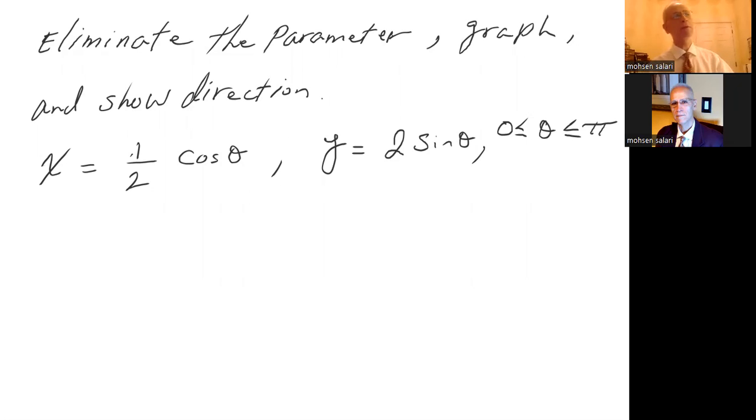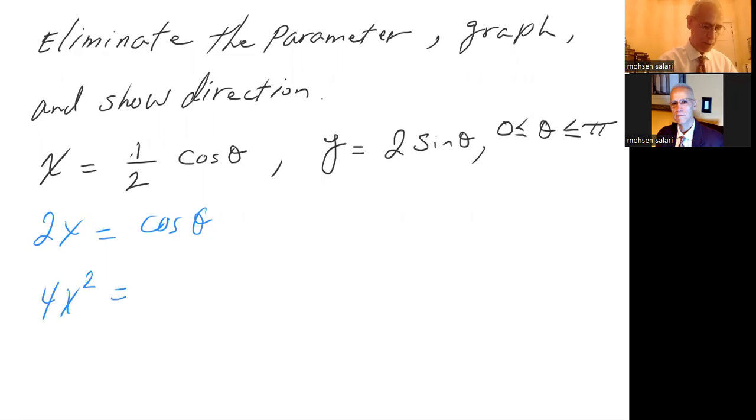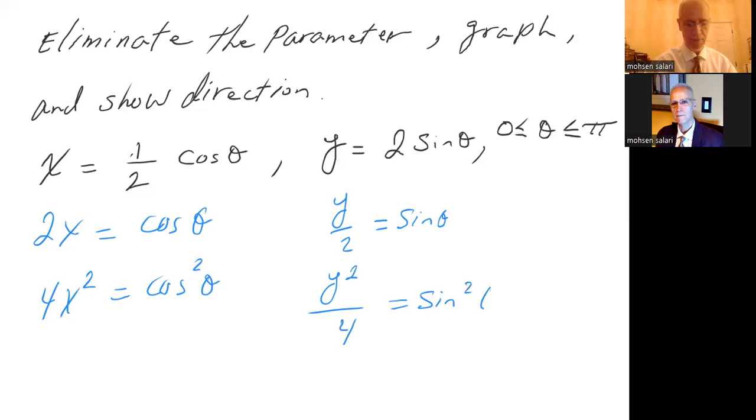Actually, you know what you could do is multiply both sides by 2 first. That would be a better strategy. So 2x equals cosine of theta, and then I can say 4x squared equals cosine squared of theta. And for y, divide both sides by 2. So I have y over 2 equals sine of theta. So y squared over 4, or y over 2, if you prefer, it doesn't matter. Y squared over 4 equals sine squared of theta.